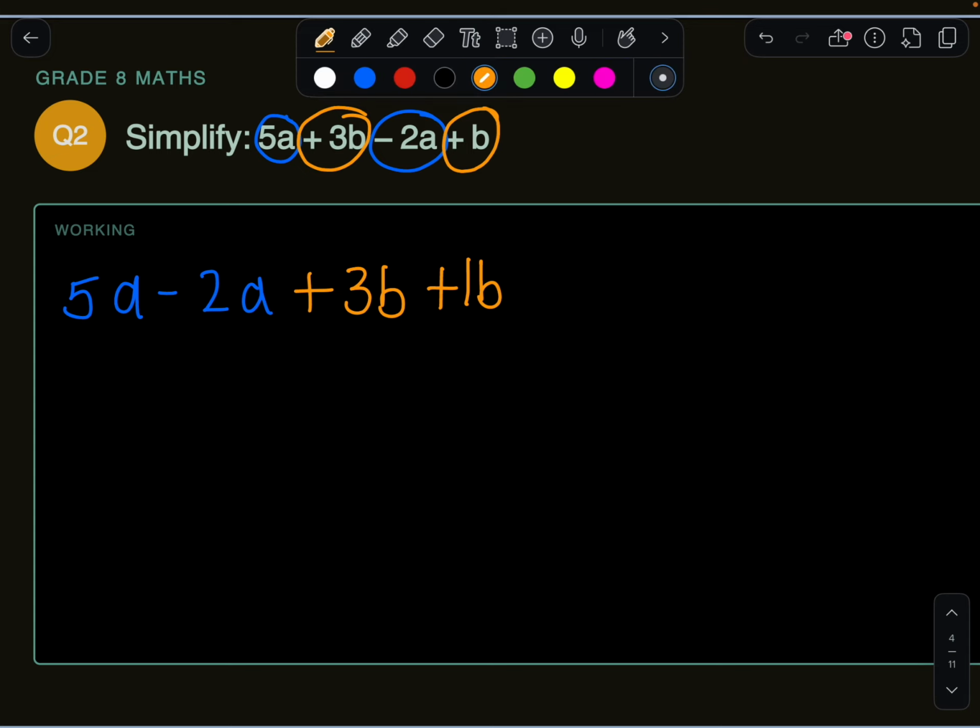Let's simplify then. 5a minus 2a: 5 minus 2 is 3a, and 3b plus b is 4b. And that is as far as we can go for this one. We can't add the a's and b's. That is as simple as we get.